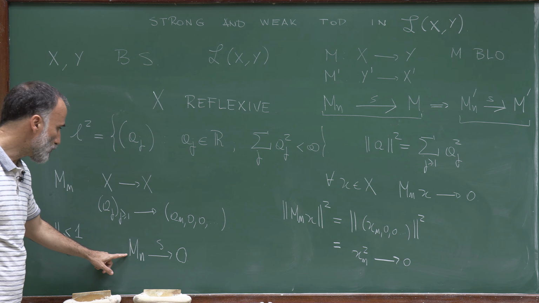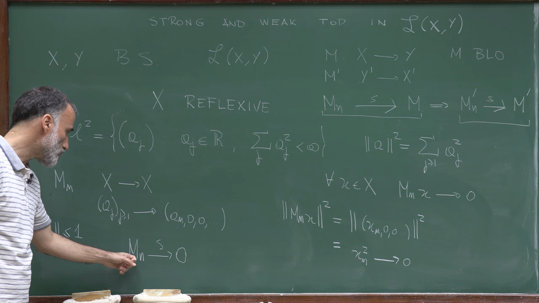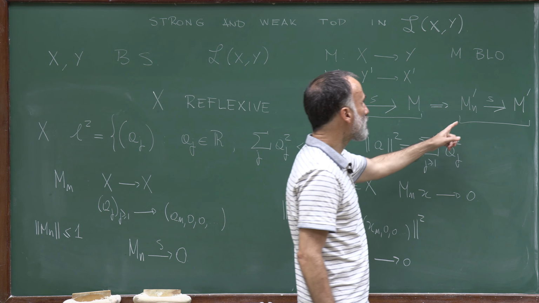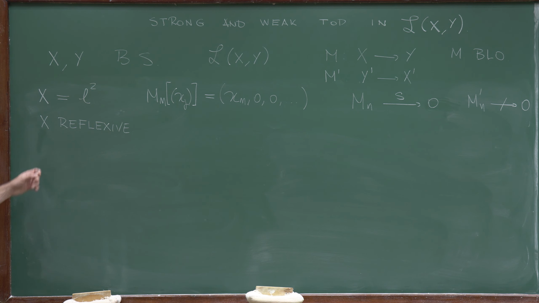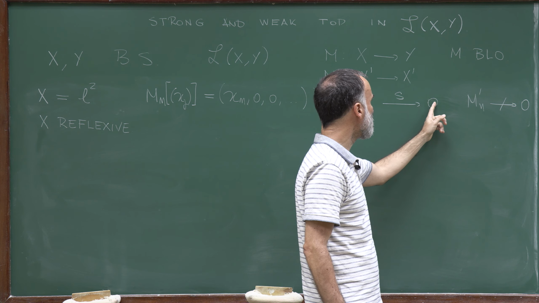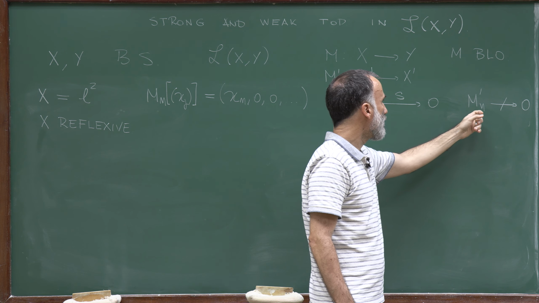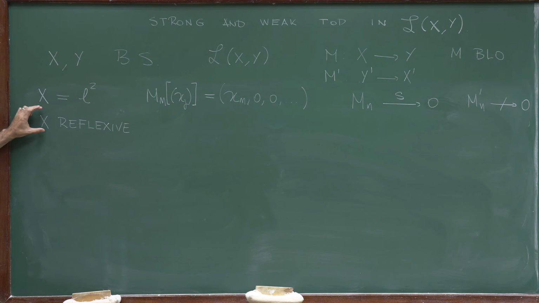So indeed, we proved that Mn converges strongly to 0, and now I claim that it's not true that Mn prime converges strongly to 0. So I'm giving you an example of a space which is reflexive and in which we have a sequence Mn which converges strongly to some M, in our case 0, and Mn prime does not converge strongly to 0. By the way, I didn't say it before, but we have seen already that L2 is reflexive.